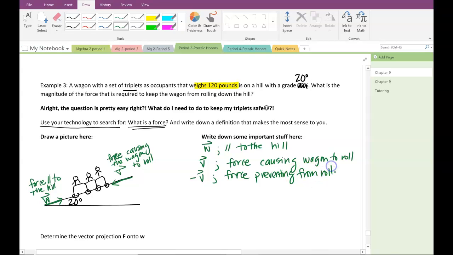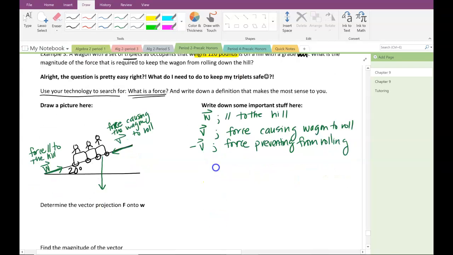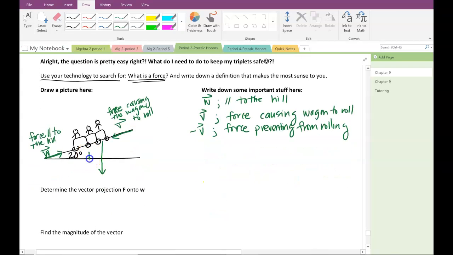Okay, so the force that's causing it to roll, opposite of that is the force that's keeping it from rolling. Now we have 120 pounds that has to do something. So 120 pounds is the force of gravity. So let's use F. So my kids are 120 pounds. And so we're going to use F.